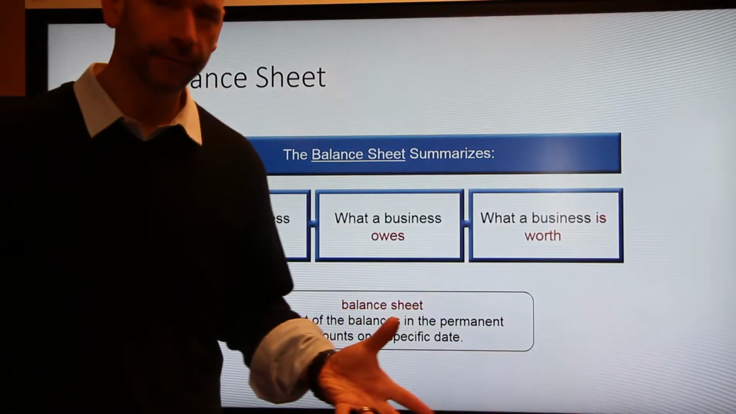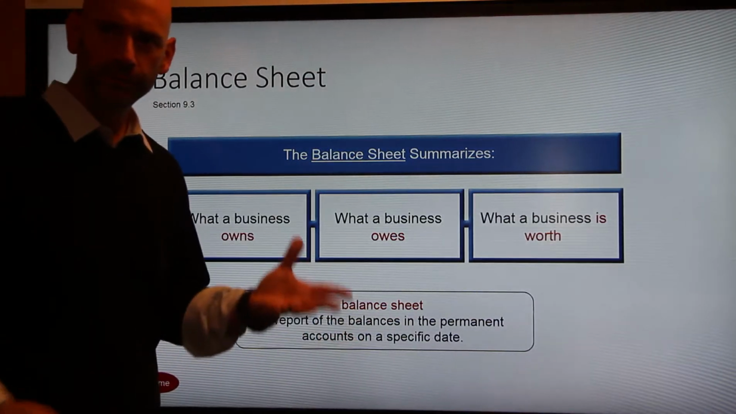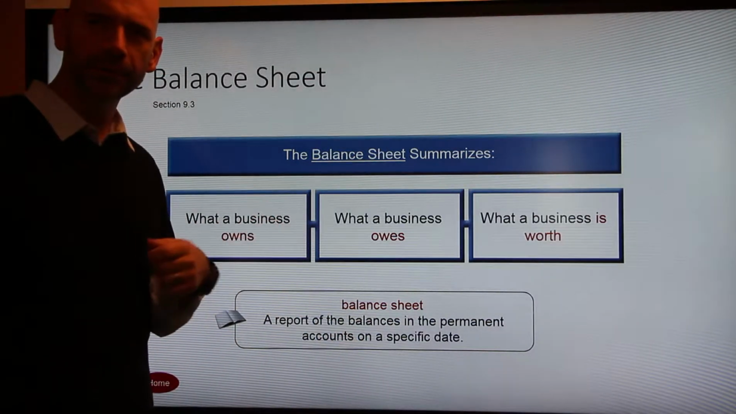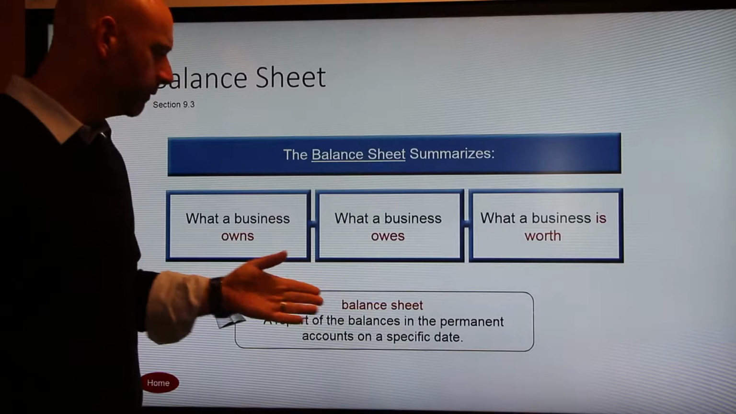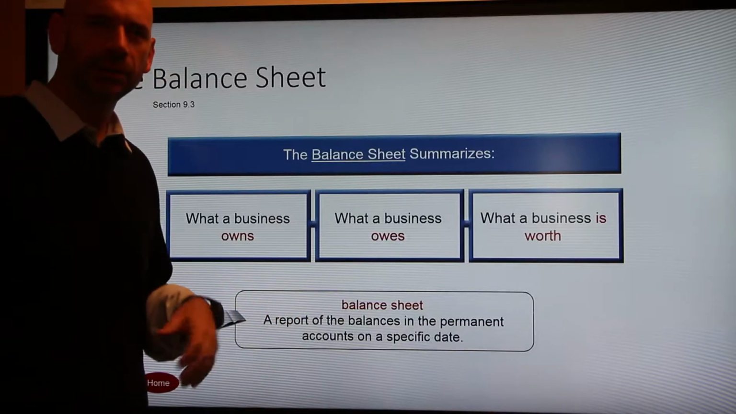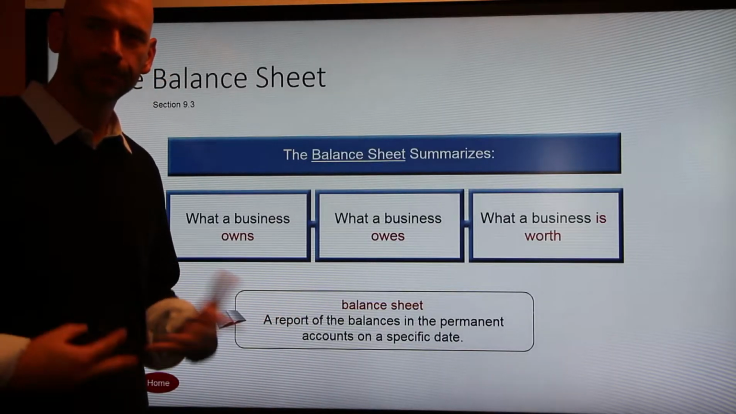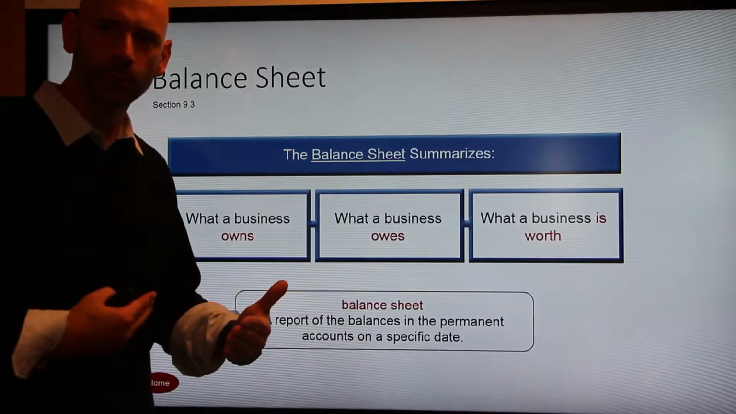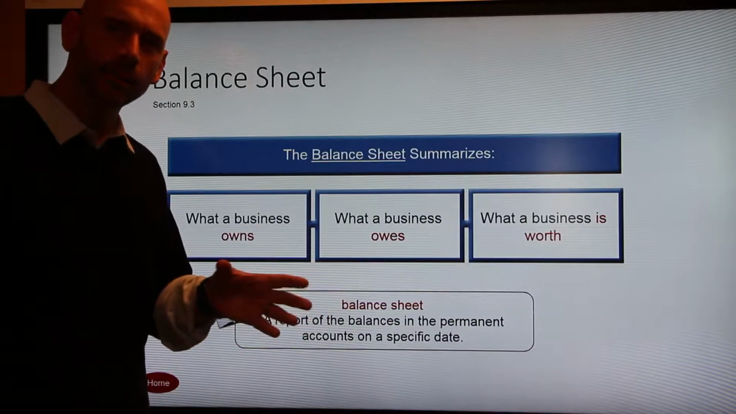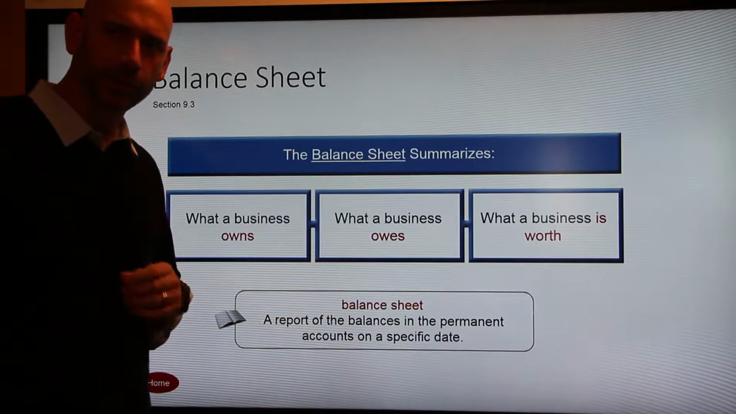Alright, so let's go ahead and finish out now Chapter 9. So we talked about the income statement, we talked about the owner's equity statement, and now we're going to move on to the balance sheet. The balance sheet is really the accounting equation, just kind of spelled out in one report, in one form. So it's your assets equals your liabilities plus your owner's equity.